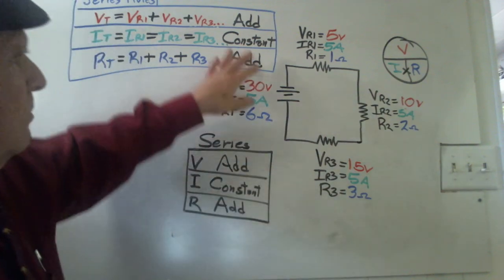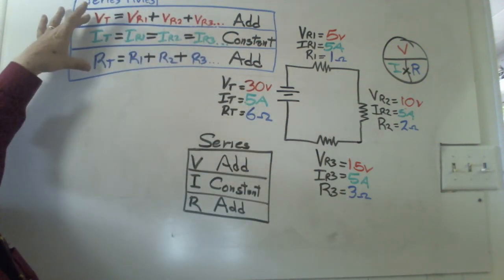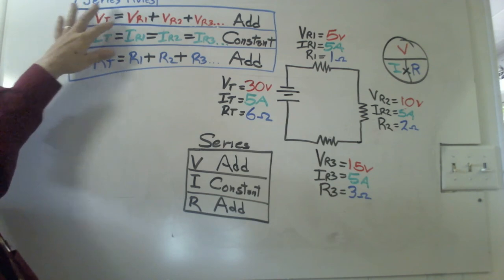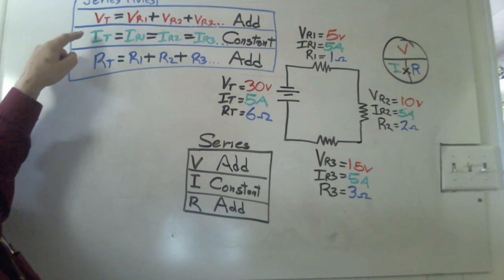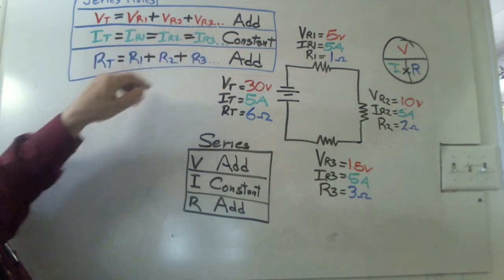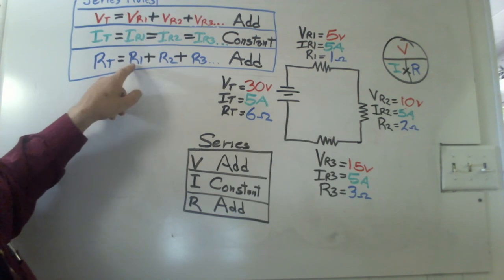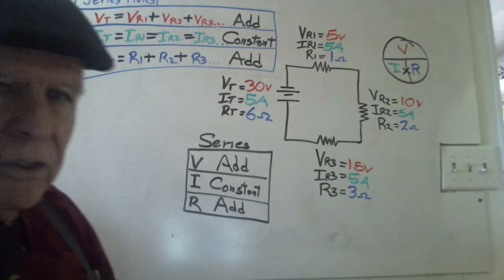And so instead of trying to memorize this, this is good for your notes. Put this in your notes. Voltage total is equal to VR1 plus VR2 plus VR3, add. Current total is equal to current through R1, R2, R3, constant. Resistance total, R1 plus R2 plus R3, and so on, add. That goes in your notes.